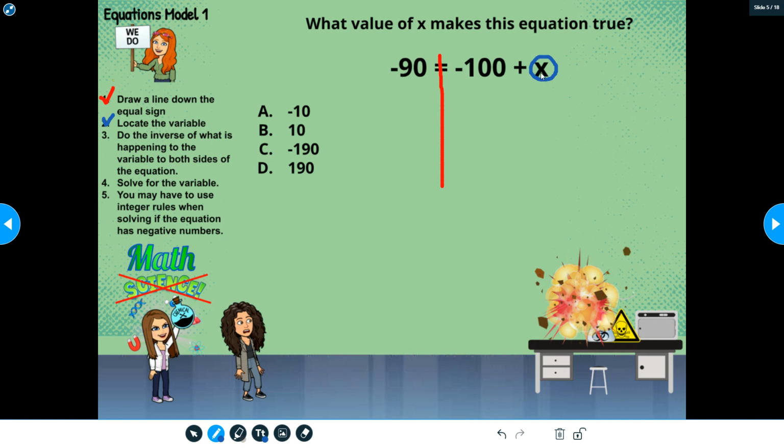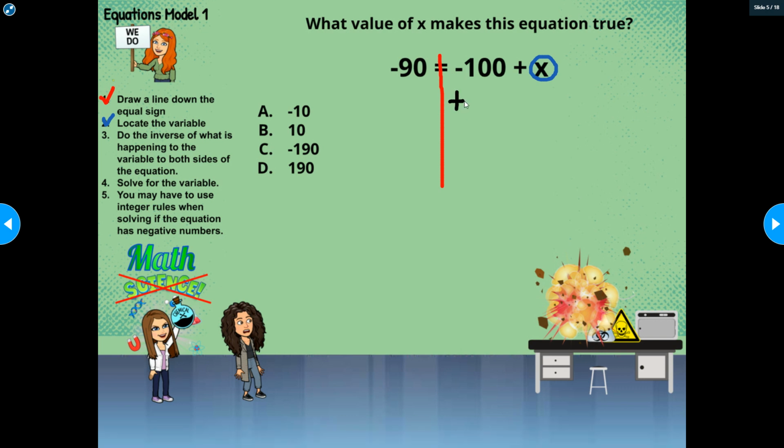So let's look at this variable, it's x. What's happening to the variable is it's adding a negative 100. Now normally we're supposed to do the opposite of adding, but I want you to remember that adding a negative is really the same as subtracting. Even though it has a plus sign, you can think of it as subtraction. So really we have to do the opposite of negative 100, which is to add 100. We have to add positive 100 to both sides.